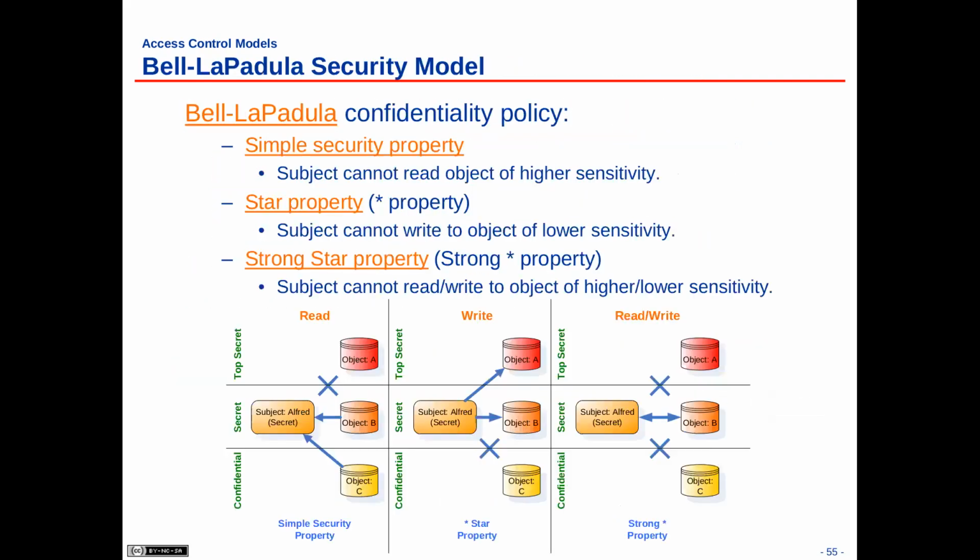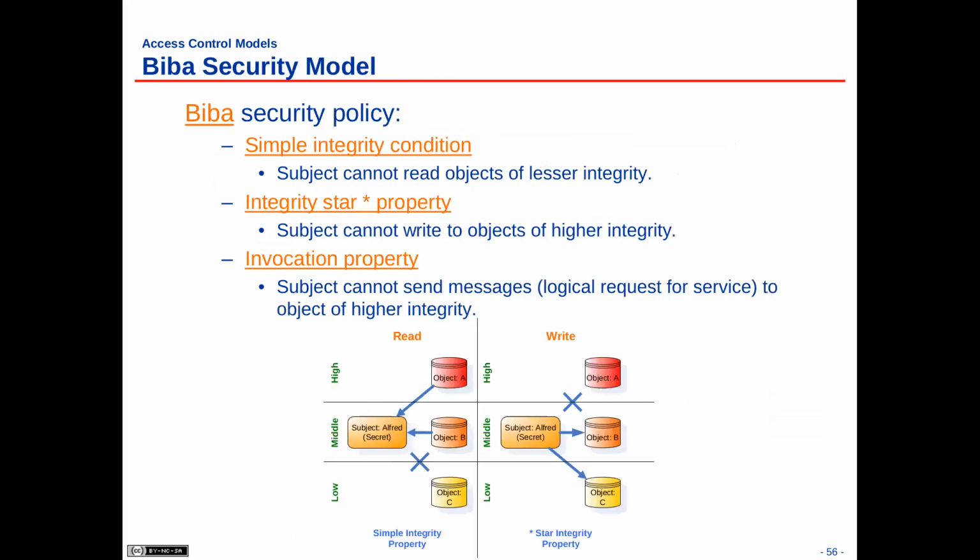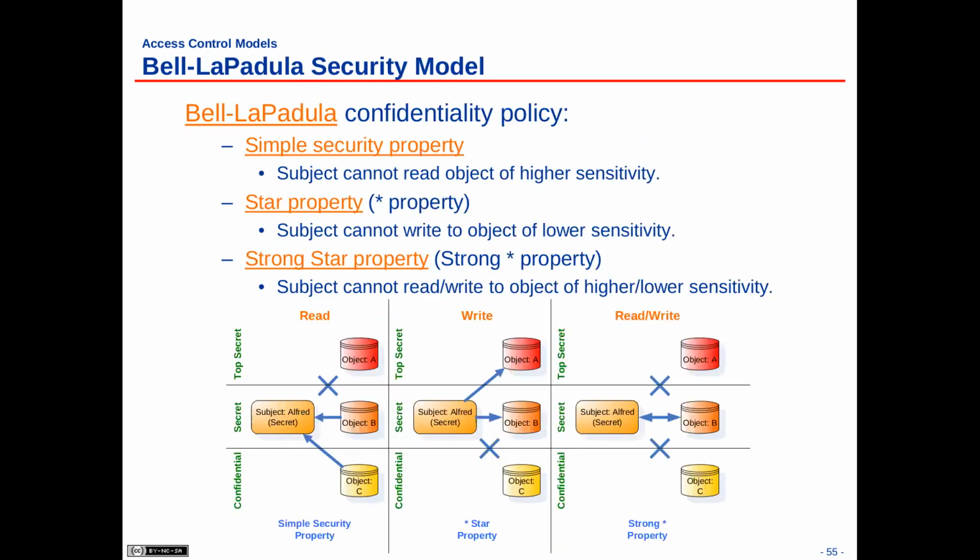All right, so what I'm going to do now is show these two key models, the Biba and the Bell-LaPadula security models. If you look at the Bell-LaPadula model, it's the confidentiality policy. The simple security property: a subject cannot read an object of higher sensitivity. The star property: a subject cannot write to an object of lower sensitivity. And then the strong star property: a subject cannot read or write to an object of higher or lower sensitivity.